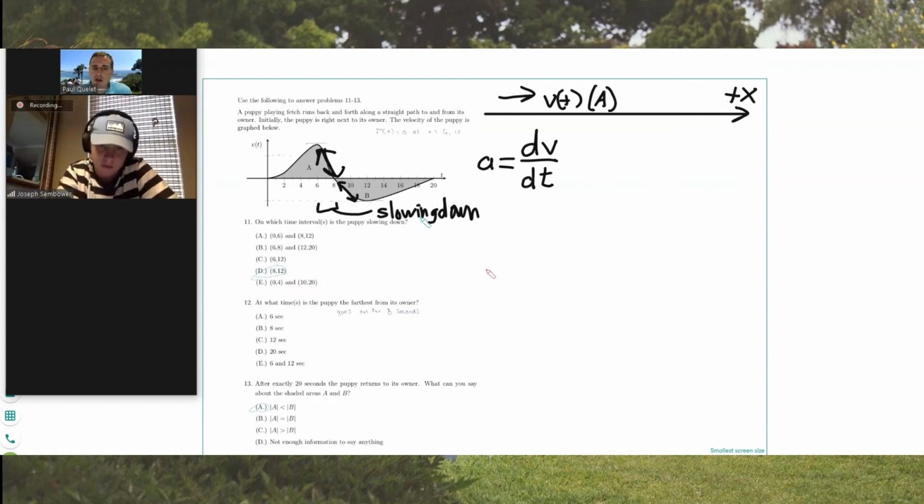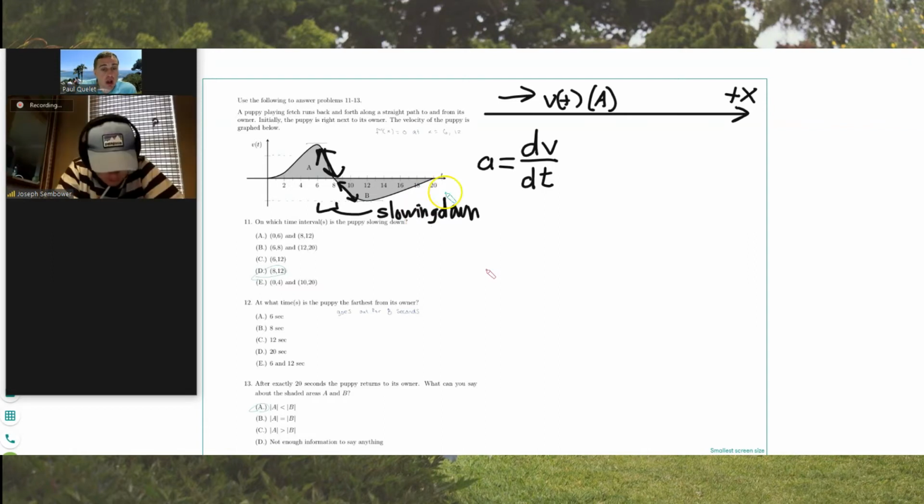So we know that everywhere between 8 and 20 seconds, the puppy is moving left. Like the entire time the puppy is moving left. If the acceleration is negative and the velocity is negative, we're speeding up in which direction? Yeah, the leftward, in the negative direction. Correct. Just because the slope is negative doesn't necessarily mean we're slowing down.